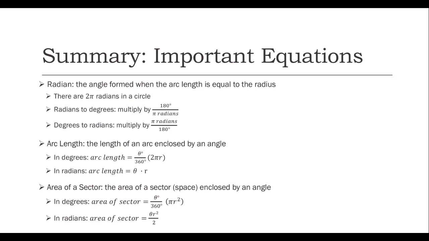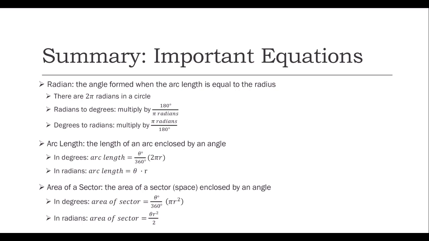In summary, a radian is an angle that's formed when the arc length is equal to the radius. There are 2 pi radians in a circle. To go from radians to degrees, you multiply by 180 degrees over pi radians. To go from degrees to radians, you multiply by pi radians over 180 degrees. Our arc length is the length of an arc enclosed by an angle. In degrees, it will be theta over 360 degrees times 2 pi r. And in radians, it'll be theta times r.